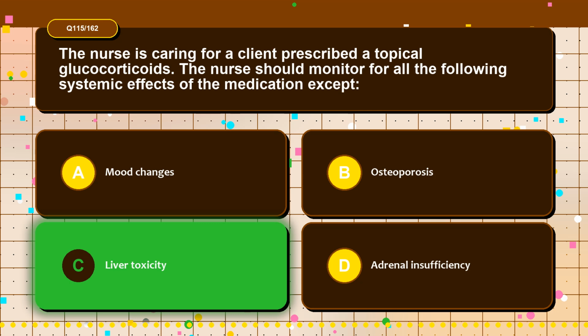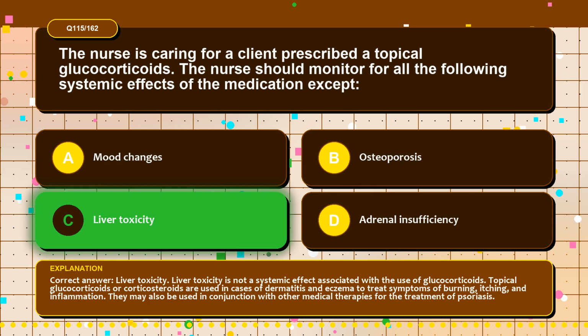The correct answer is option C. Liver toxicity. Correct answer. Liver toxicity is not a systemic effect associated with the use of glucocorticoids. Topical glucocorticoids or corticosteroids are used in cases of dermatitis and eczema to treat symptoms of burning, itching, and inflammation. They may also be used in conjunction with other medical therapies for the treatment of psoriasis.